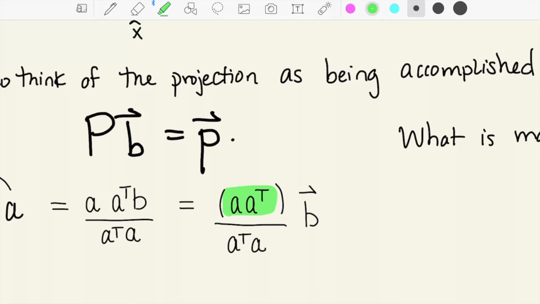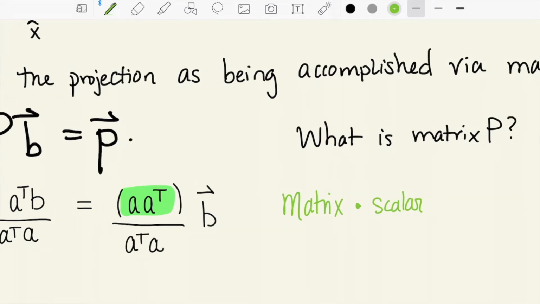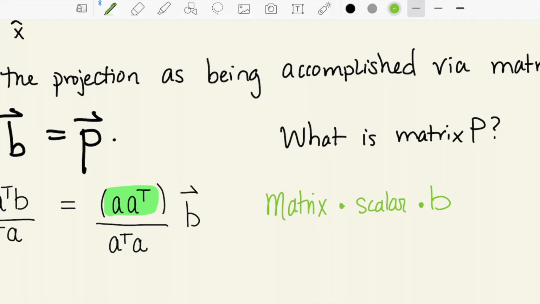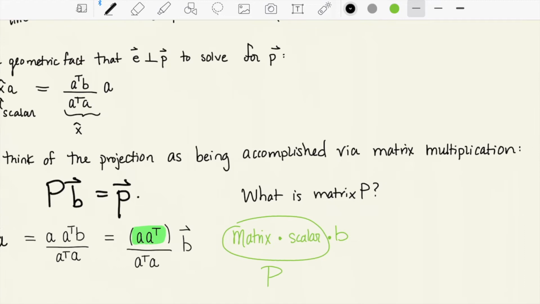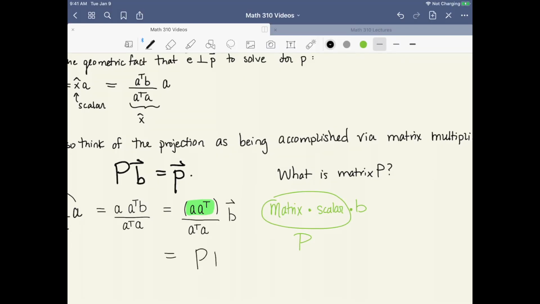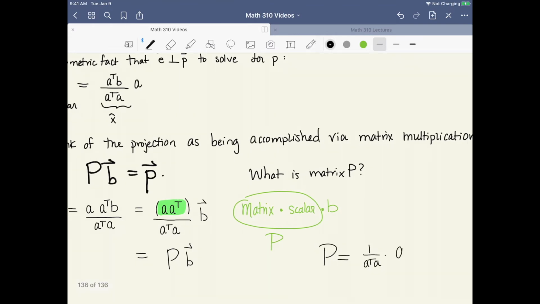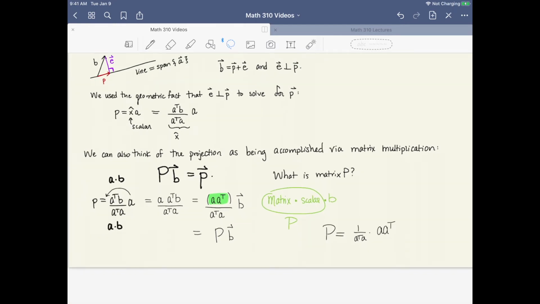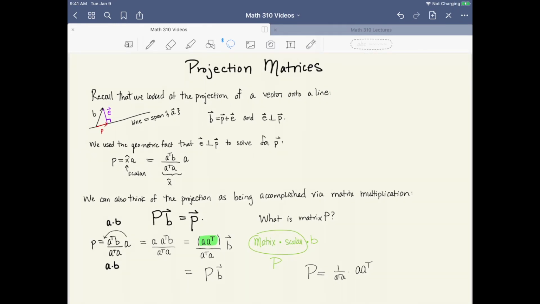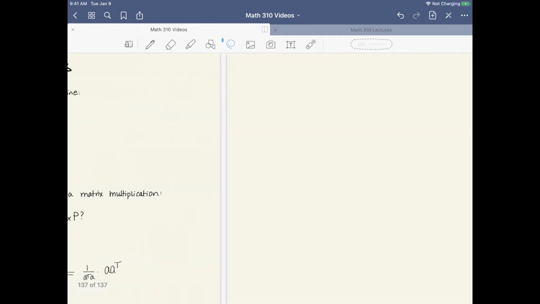And so this formula is of the form matrix over A transpose A, so it's being divided by a scalar, so times a scalar, times the vector B. And it's this matrix times scalar that forms the projection matrix P. So I'll write this here as PB, where P is now 1 over A transpose A, that's a scalar, times the new matrix A A transpose. Now I'm going to be doing an explicit example in just a moment, but before we get around to doing that example, some brief remarks are in order.